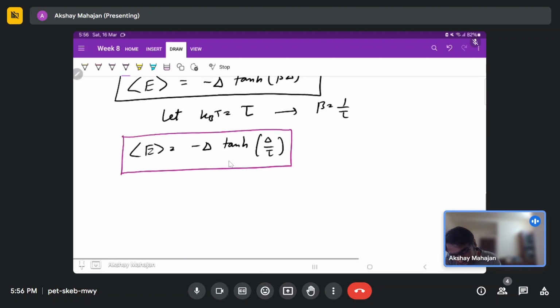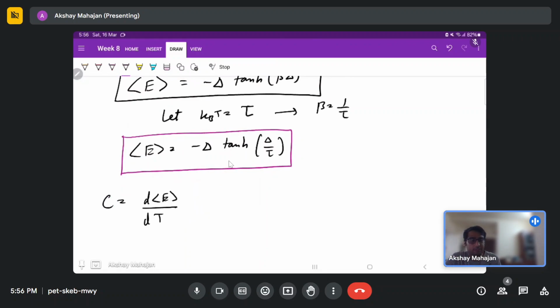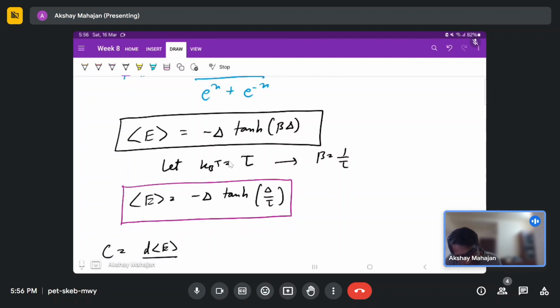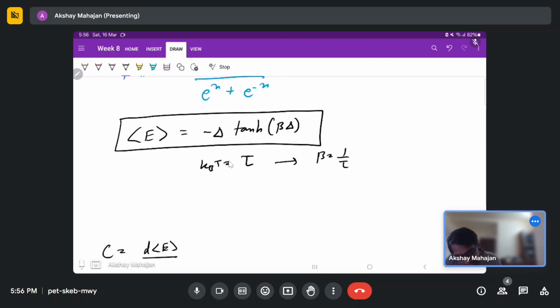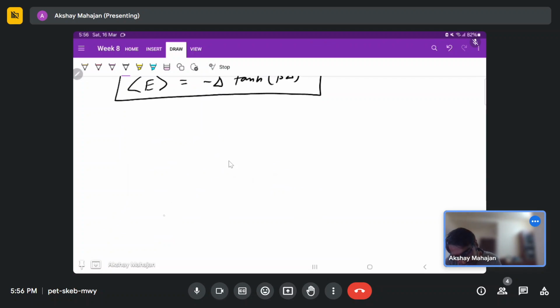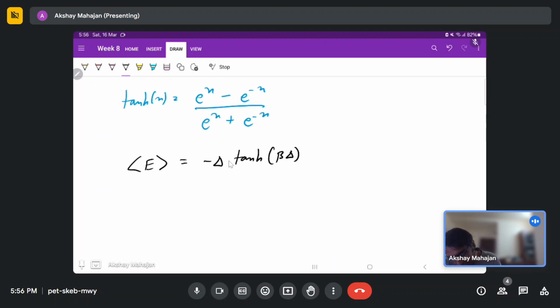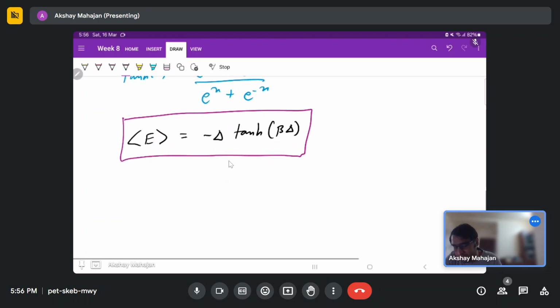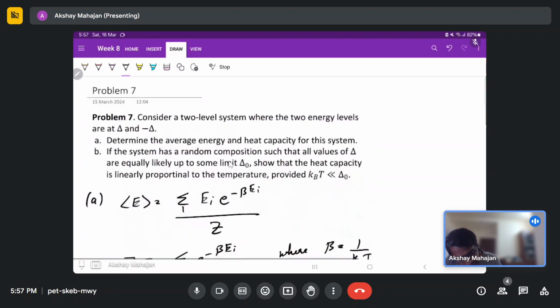So now the heat capacity C, I have to do the differentiation with respect to temperature. You can do it in terms of beta as well. Let's just do it in terms of beta only, because beta is more generally taken. So this is our average energy. One part was to find the average energy, that is done. Now we have to find the specific heat, the heat capacity.